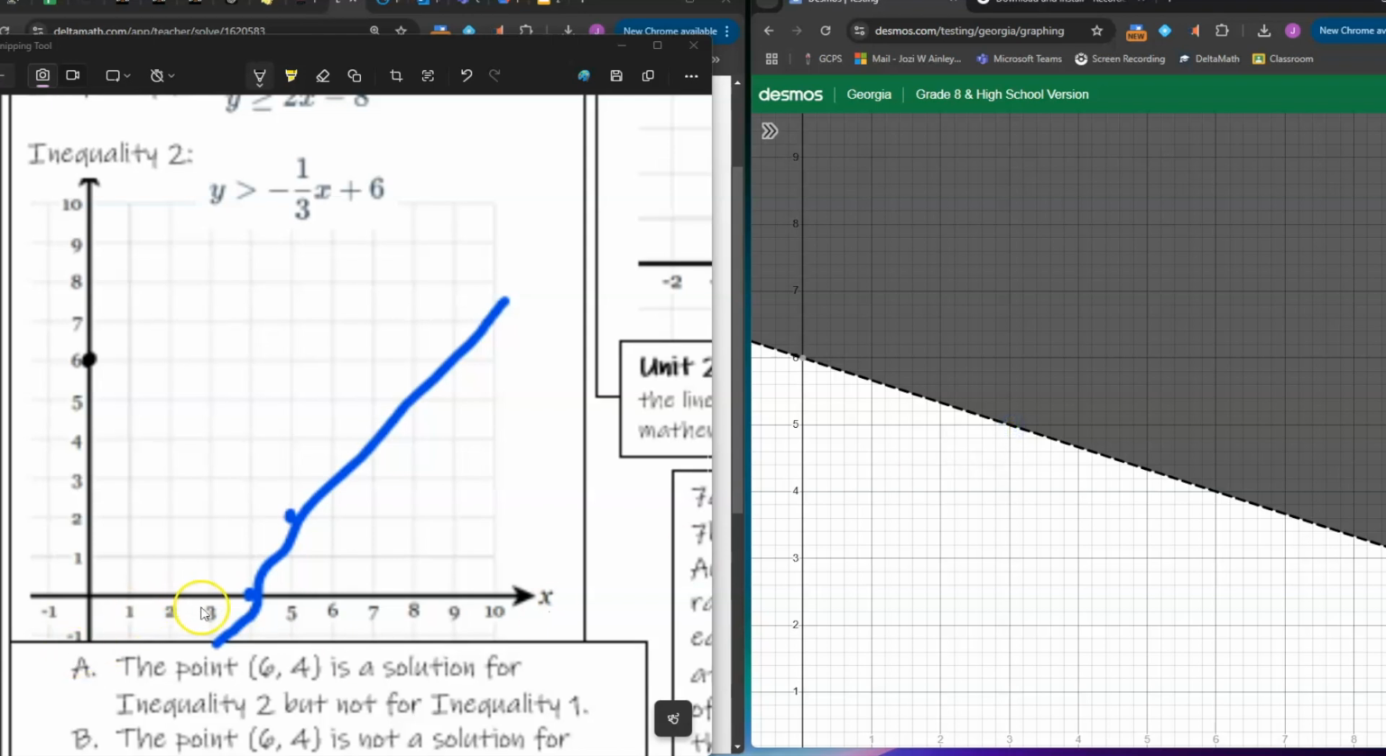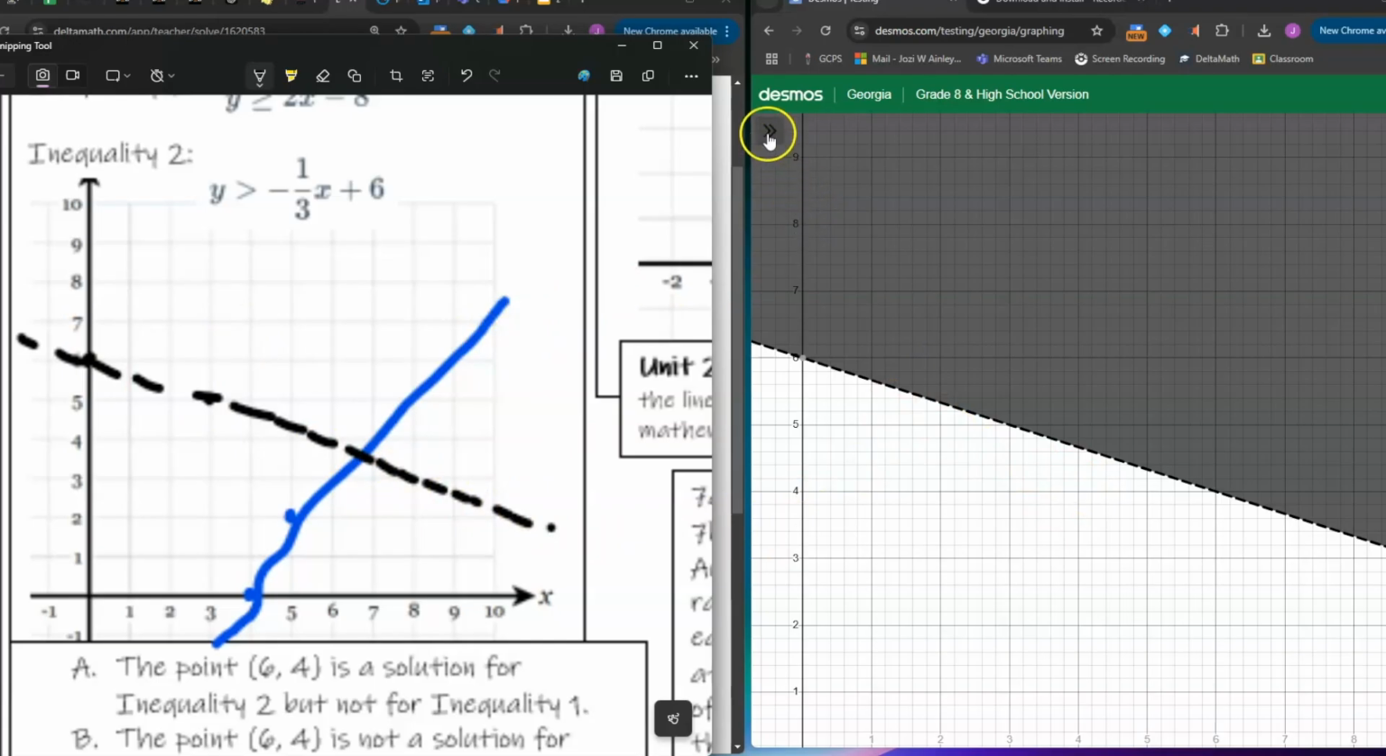3, 5. So 3, 5. Now, the big thing about copying this over is please make sure you're copying it. That first one was a solid line, but what's this one? A dotted line. So when you're drawing this one, it has to be what? Dotted. Okay, that's my other one.